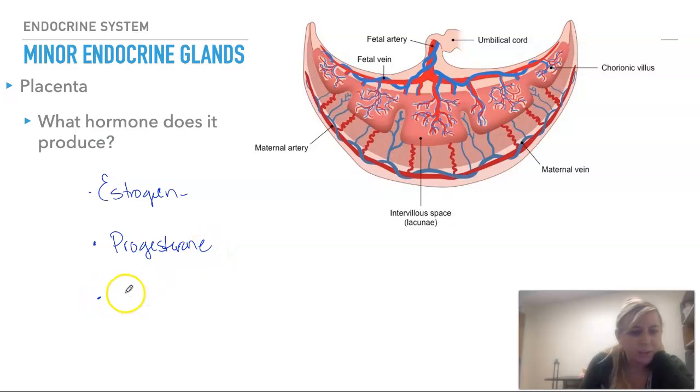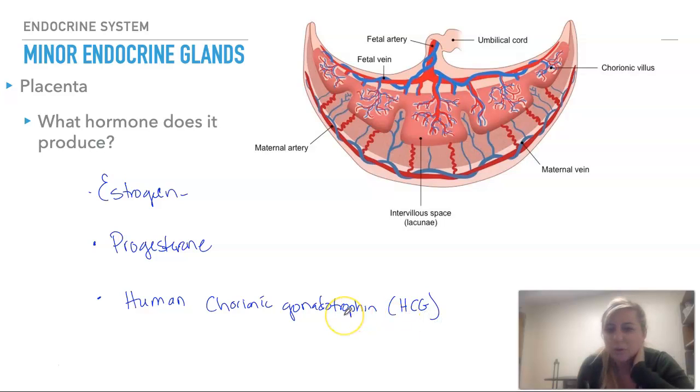And then there's another one called human chorionic gonadotrophin, or we often see it abbreviated HCG. This is the hormone that shows up in blood and urine after conception happens and implantation. And so this is what a pregnancy test is testing for, this particular hormone. So when you pee on a stick and it changes colors, it's testing for the presence of human chorionic gonadotrophin.